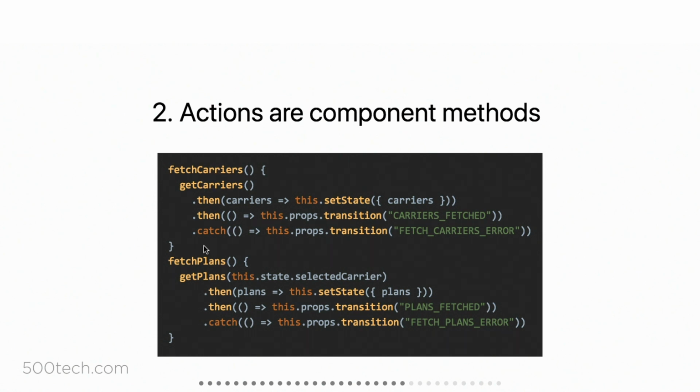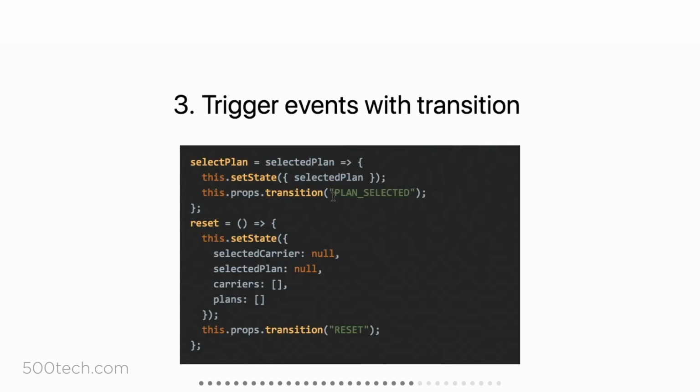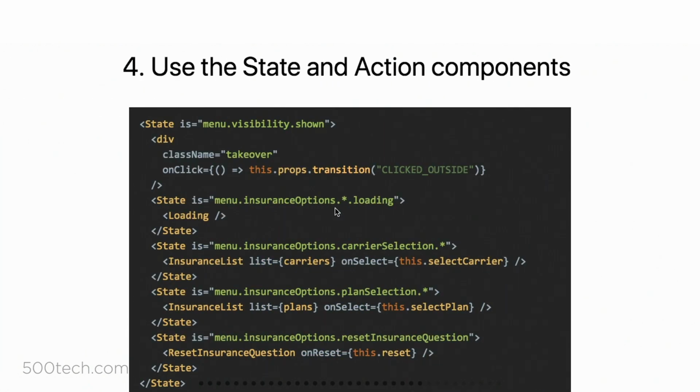Here I have fetch carriers and fetch plans. I set the state with the carriers after I get them, and then I transition. Transition is a function that React Automata gives you. You just say transition and put the name of the event. The machine will take care of everything for you. And also you have a collection of components to use that render only conditional to the state you are in. So this is the code.